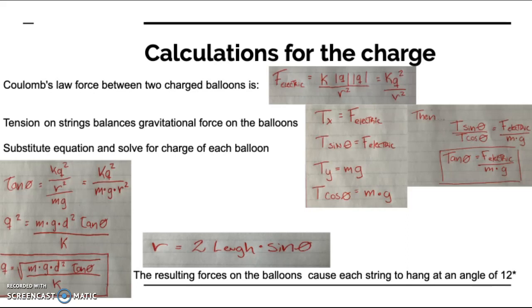Coulomb's law of force between two charged balloons is displayed on the screen. We rearranged the equation in order to find our value of charge. In order to find charge, we needed to look at the x and y components to accurately solve for electric force. We use force of tension and force of gravity in order to solve for electric force, and then we use tangent to relate the two angles. In the bottom left corner of the screen, you can see our developed equation to find Q. The distance R was calculated by multiplying 2 times the length times sine of theta.